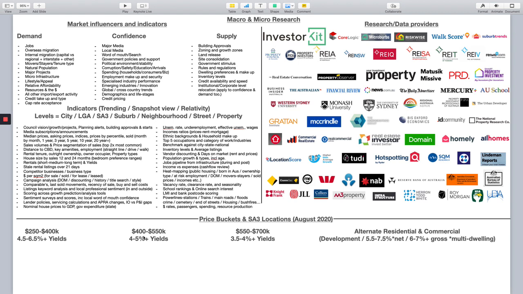550 to 700K, now you're definitely across your major regionals, larger land holdings, and capital cities. And most of your capital cities, including Sydney and Melbourne, will have pockets with this.